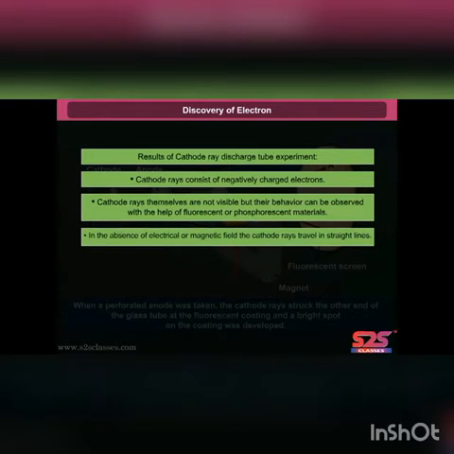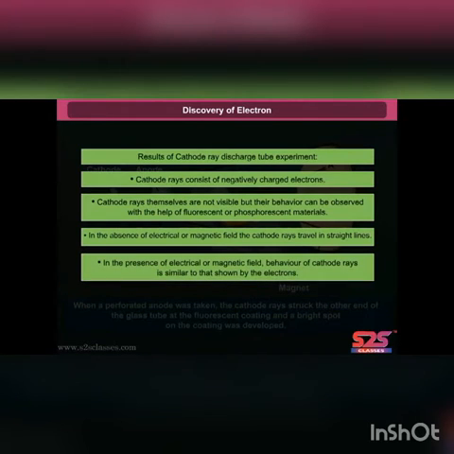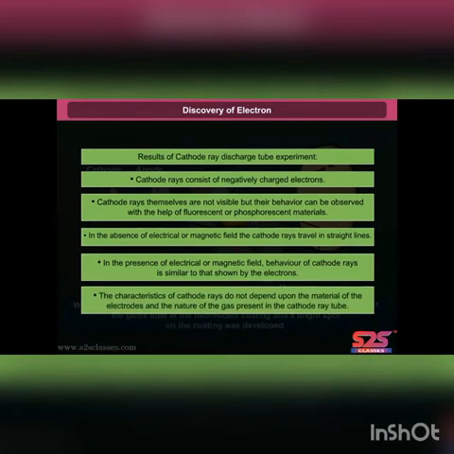In the absence of electrical or magnetic field, the cathode rays travel in straight lines. In the presence of electrical or magnetic field, the behavior of cathode rays is similar to that shown by the electrons. The characteristics of cathode rays do not depend upon the material of the electrodes and the nature of the gas present in the cathode ray tube.